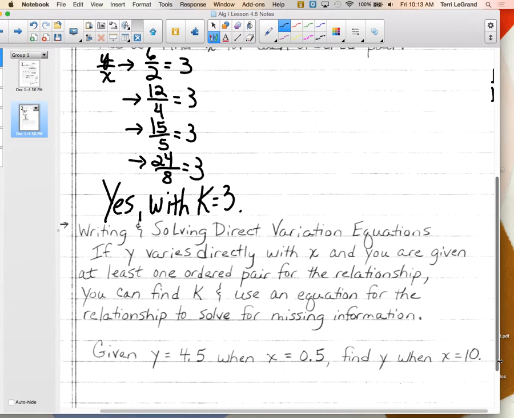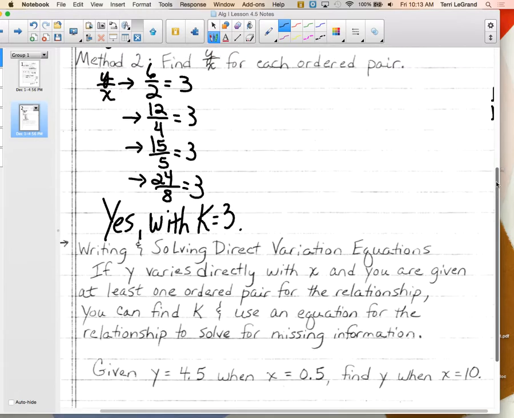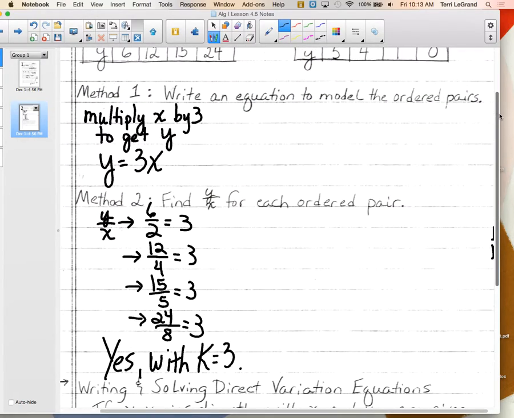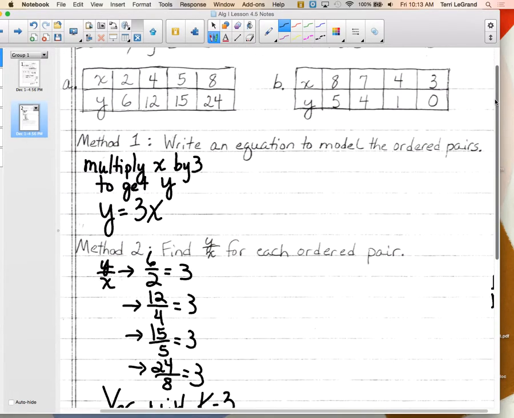Aaron? Can we go through method 1 again? Okay, so we're going to do it for the other table also. So will that help maybe when we do it again there? Okay. So let's do B. Let's look at that one.